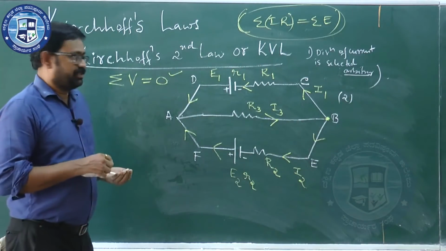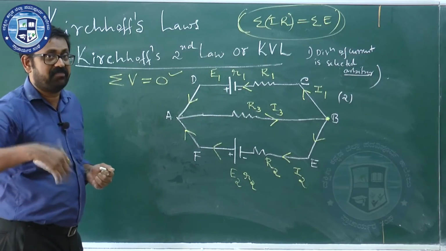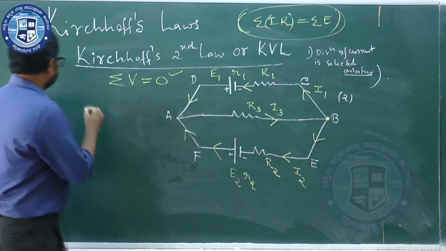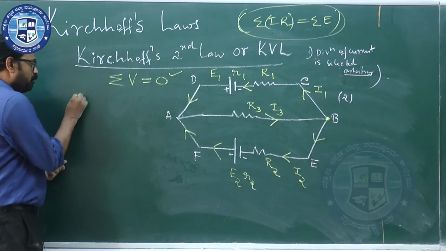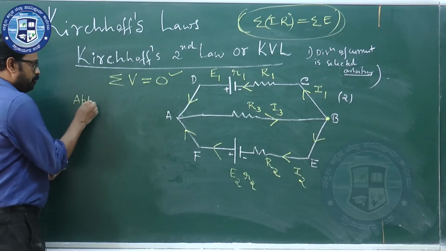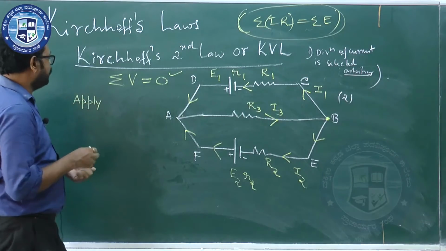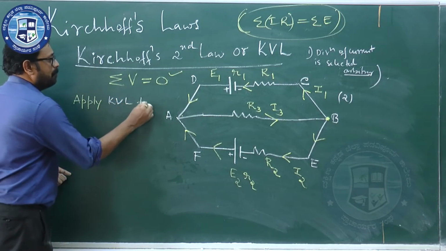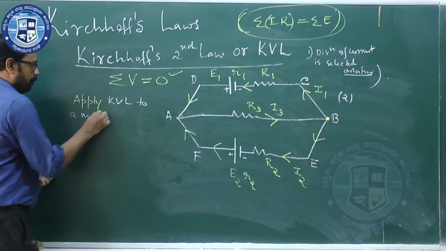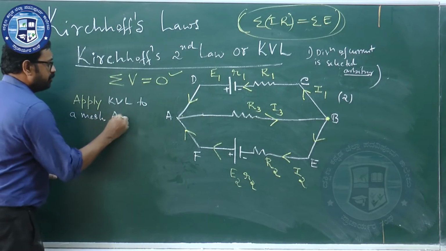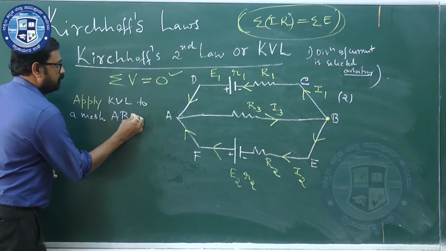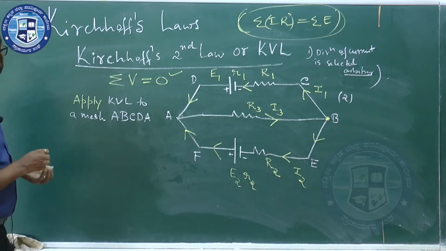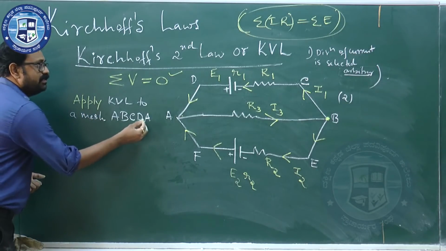You have to select one mesh. After that, I will explain the sign convention. I will select a mesh where I am going to apply KVL. You know that Kirchhoff's voltage law is applied to a mesh. Apply KVL to a mesh: A, B, C, D, A. I am applying KVL to a mesh A, B, C, D, A.